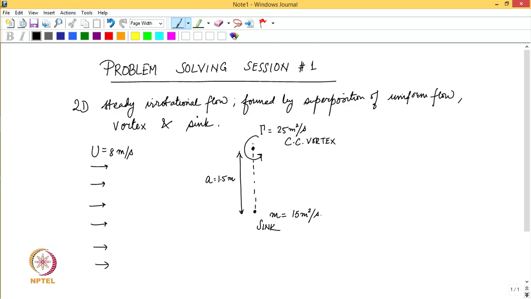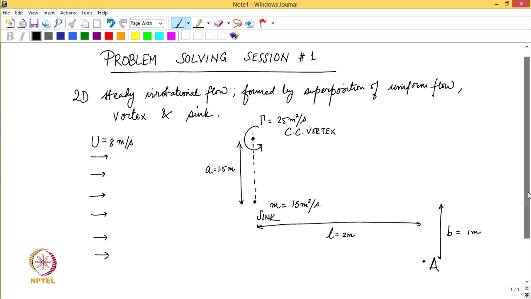The problem requires us to calculate the velocity and the pressure at some point A, which is at a certain distance from the sink. So, this point A is at a distance of about L, which is 2 meters horizontally, and say distance B, which is 1 meter vertically.